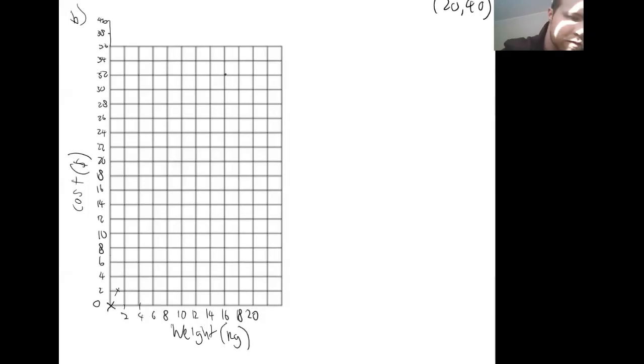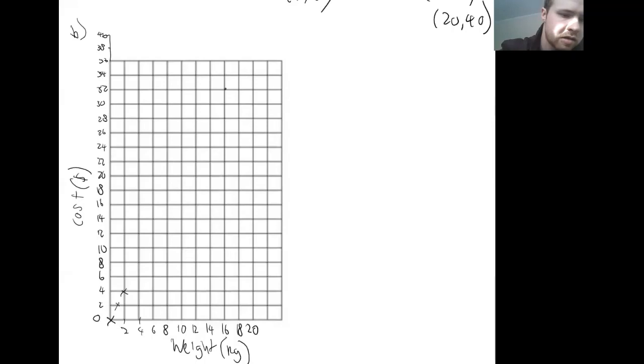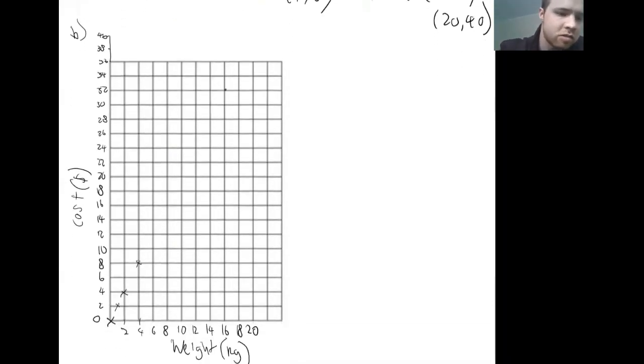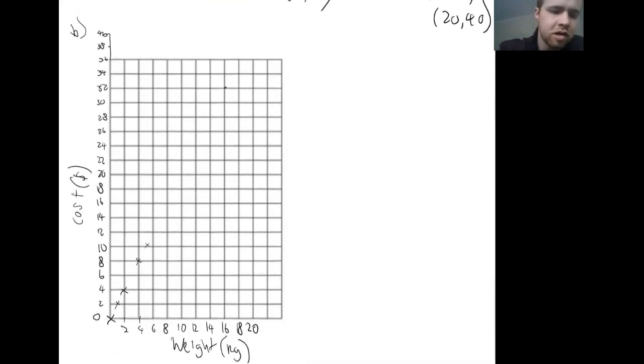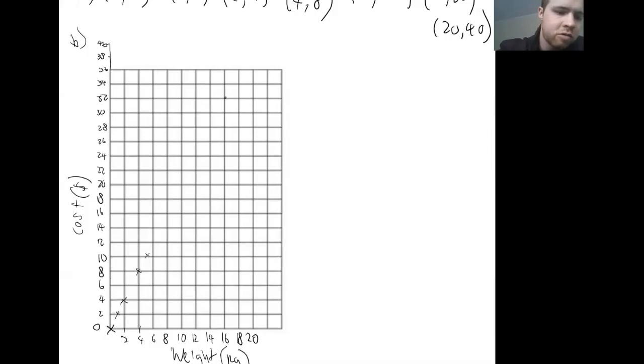Now we've got (2, 4), which is here, and we need (4, 8). So we skip all the way across here, go up to 8. And then we have (5, 10). So again, halfway up this one, and 10 is here. The last two points are (10, 20) and (20, 40). So (10, 20), make sure it's right on the corner there. And then (20, 40) goes up to here.